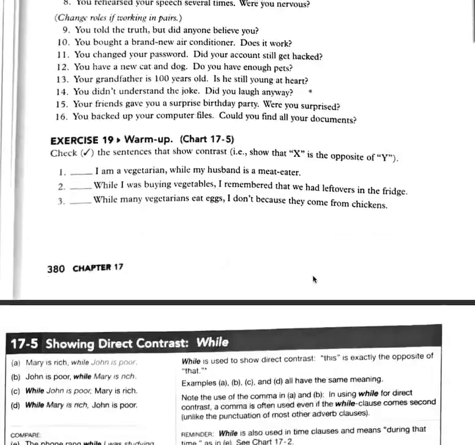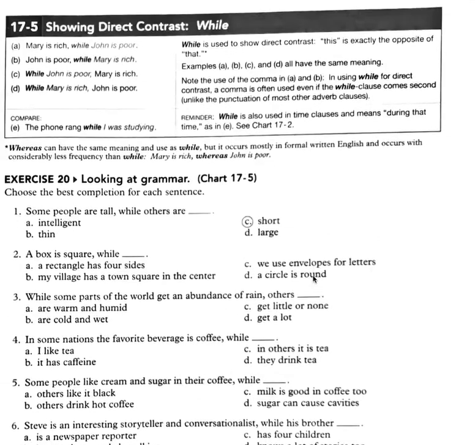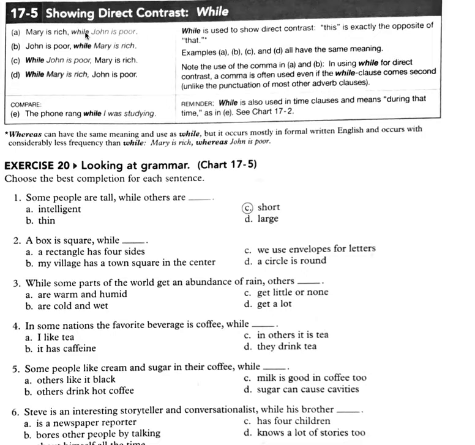So we go to chart 17.5, showing direct contrast using while. Now, one of the things that I want you to notice here is the punctuation. If you look here, these adverb clauses come after the independent clause, but there's still a comma. John is rich while Mary is poor. Mary is rich, comma, while John is poor. John is poor, comma, while Mary is rich. While John is poor, comma, Mary is rich. While Mary is rich, comma, John is poor.